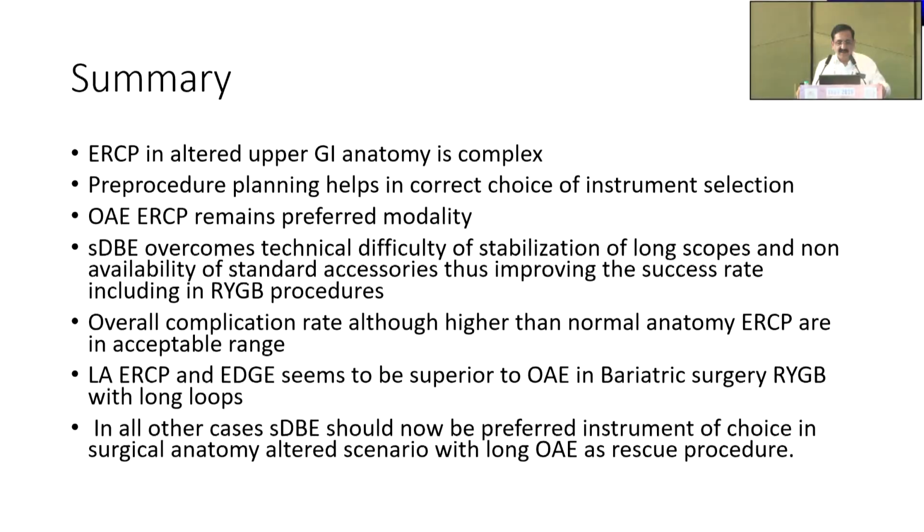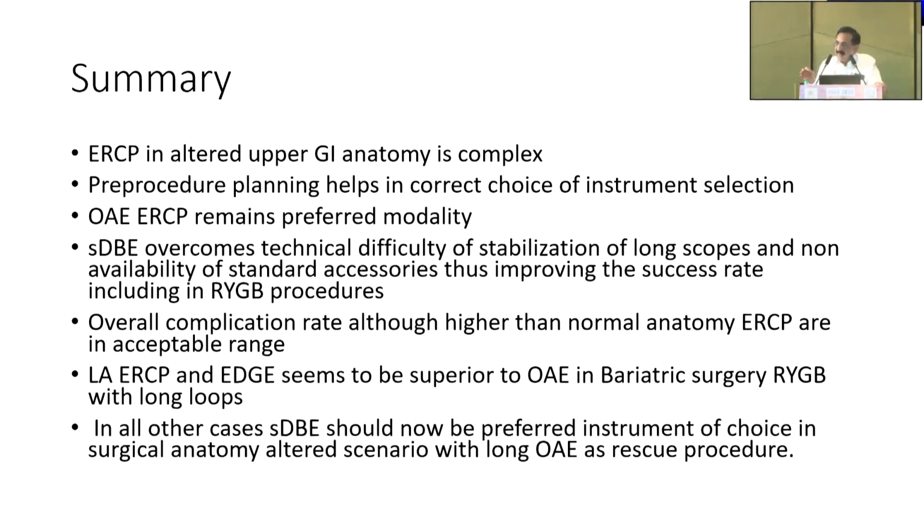So ERCP in altered anatomy is complex. Pre-procedure planning helps in correct choice of instrument selection. OAE ERCP remains the preferred modality. Short double balloon scopes overcome the technical difficulty of stabilization of long scopes, and use of standard accessories is there.